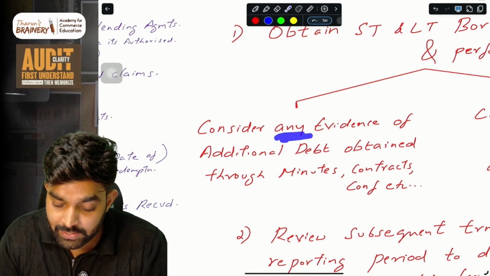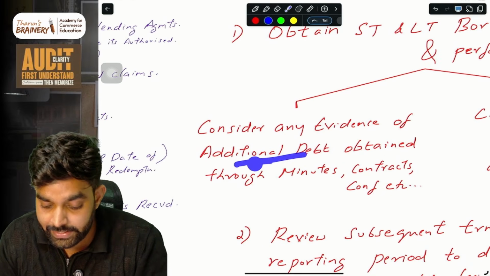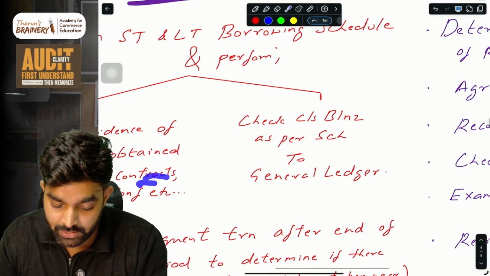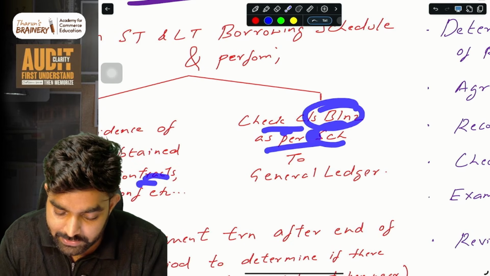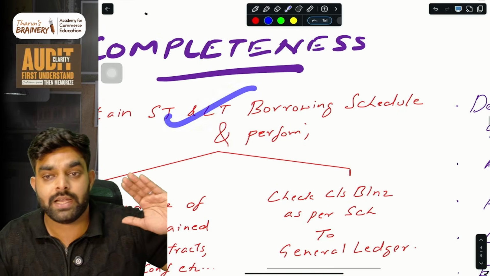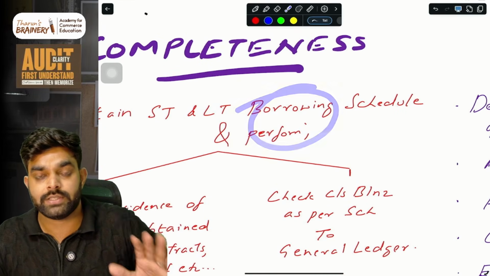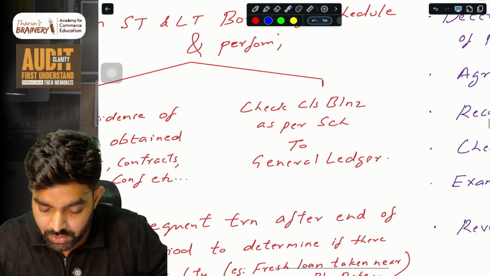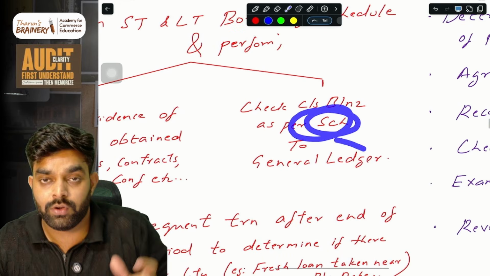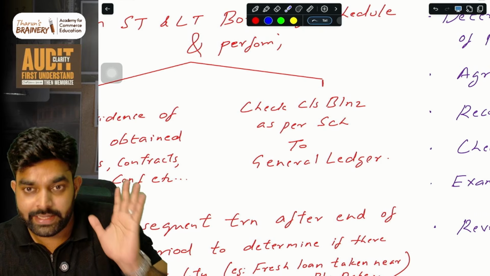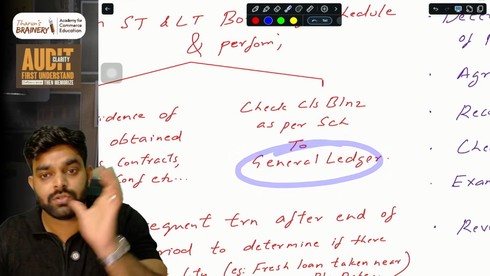So you got evidence that some loan they have taken. Consider such evidences for any additional loan obtained, through minutes or contracts. Then check the closing balance as per the schedule to the general ledger. In this schedule, one closing balance will be there. Normally the bank will give you this borrowing schedule, not the company. When you ask the company, the company will ask the bank and the bank will give it to you. So if one loan is there taken from ICICI, and the schedule closing balance is 10 lakh, make sure the ledger balance is also 10 lakh.